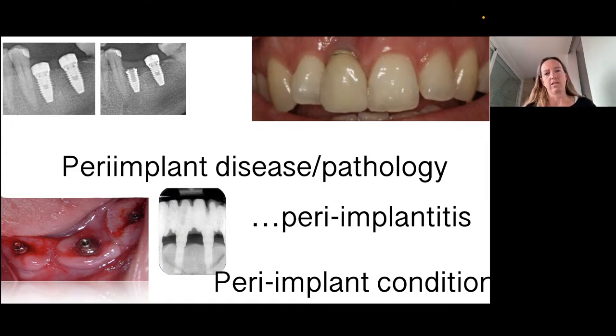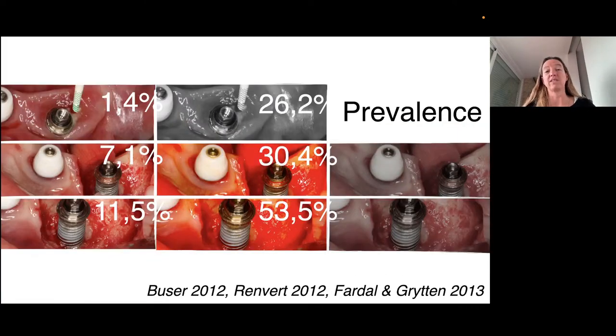Many times the patient doesn't have any symptoms, so it's very, very important that we detect it as early as possible because it has a high prevalence, but it differs from paper to paper. When we look at the implant level or at the patient level, it's really different, as we can see rates from 1.4% to rates of 53%. So this is really, really different.